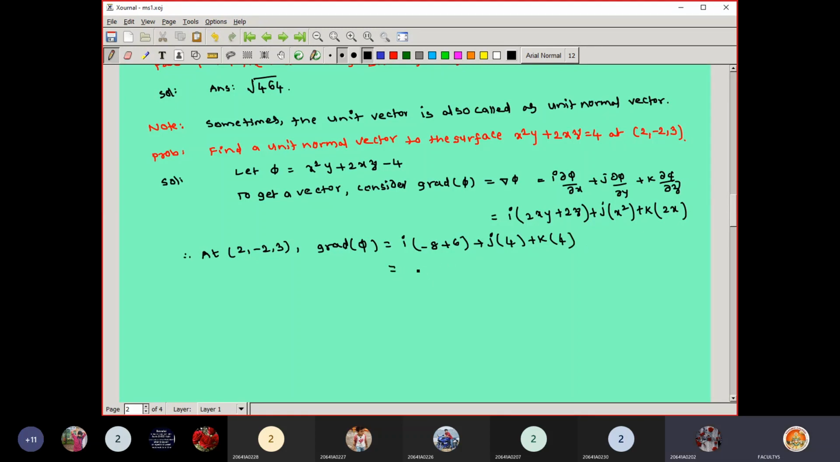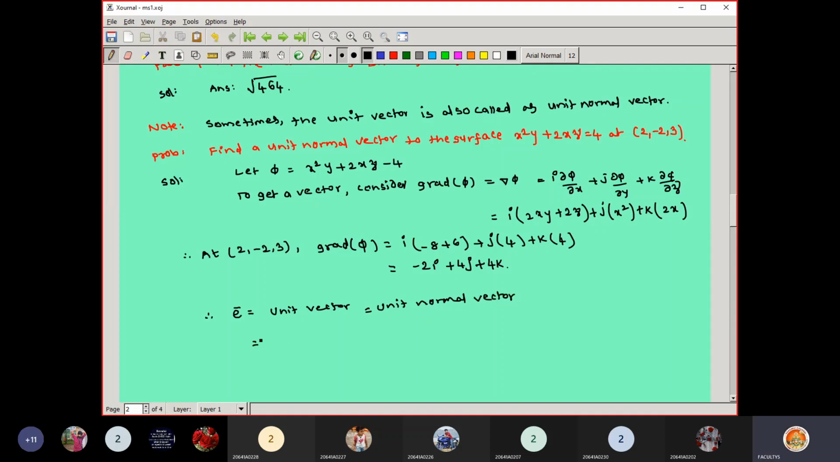Yes, sir. So -2i plus 4j plus 4k. Finally, for the given scalar, you are getting a vector. Once a vector is available, you calculate E bar. This is nothing but the unit vector, also called the unit normal vector. You can say either one.